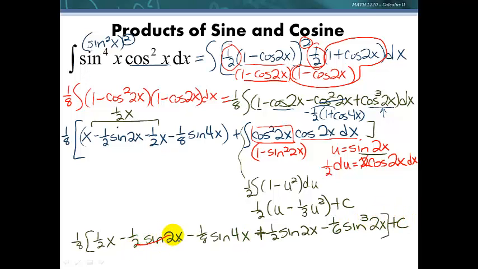And I actually have a couple of terms that are going to cancel. And the final answer is going to be 1/16 x minus 1/64 sine 4x and minus 1/48 sine cubed of 2x plus a constant.